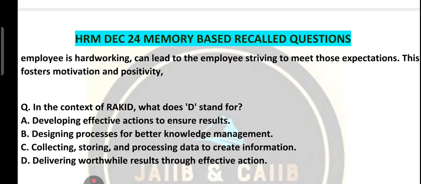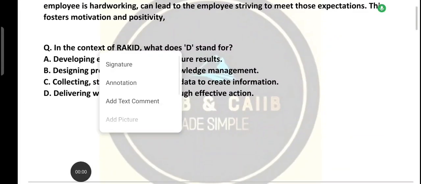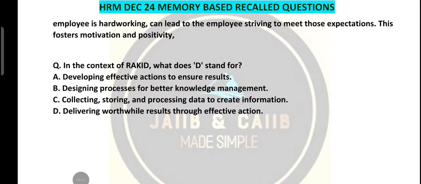Delivering effective action to ensure result. This sounds good, right? But this is more about taking action or execution. In RACID, this is actually related to the A. A means action, right? Not the D. So this one is incorrect. What about option B? Designing process. So friends, what about option C? Option C is saying collecting, storing and processing data to create information.